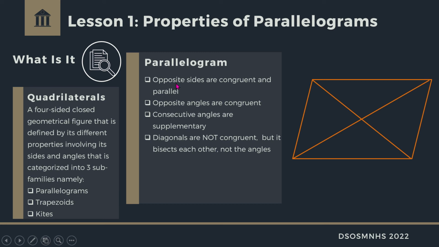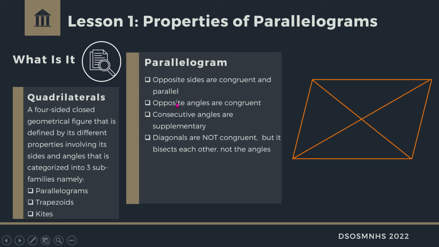The opposite sides are congruent and parallel. So kaning upper line, upper and lower horizontal lines are congruent and parallel. Also, the left and the right side inclined lines are also congruent and parallel. So, when you say parallel, dili sila mag-meet, no?